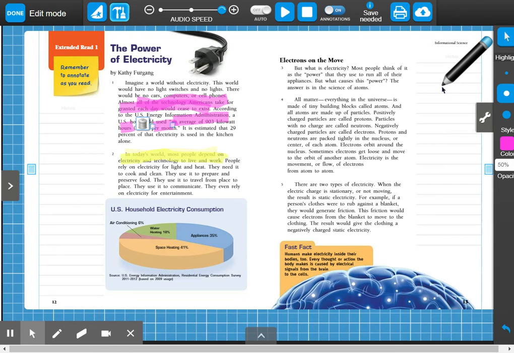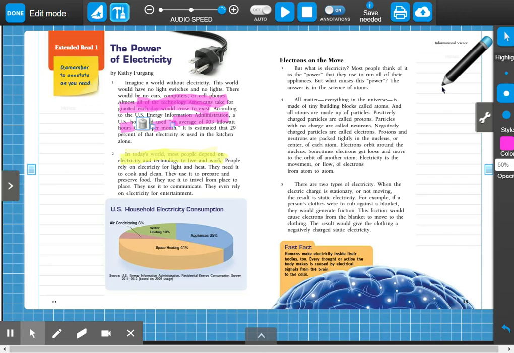Electrons on the move. But what is electricity? Most people think of it as the power that they use to run all of their appliances. But what causes this power? The answer is in the science of atoms. Okay, so here I learned that they're trying to explain what technology is. So I'm hoping in paragraph 4 and 5 that that's what they're explaining.